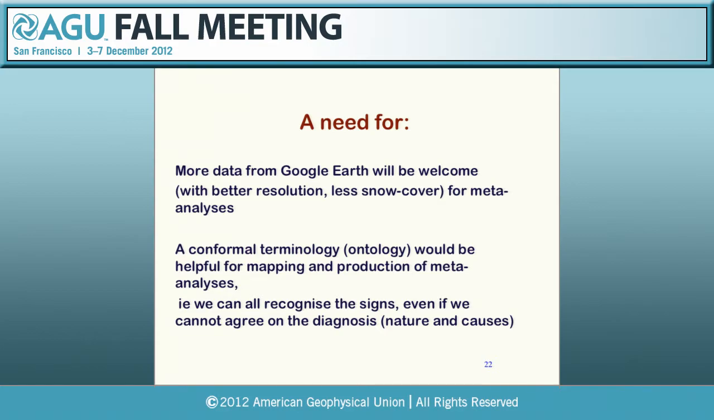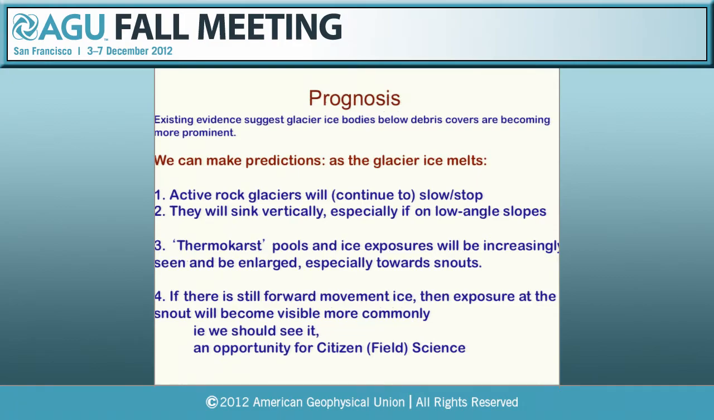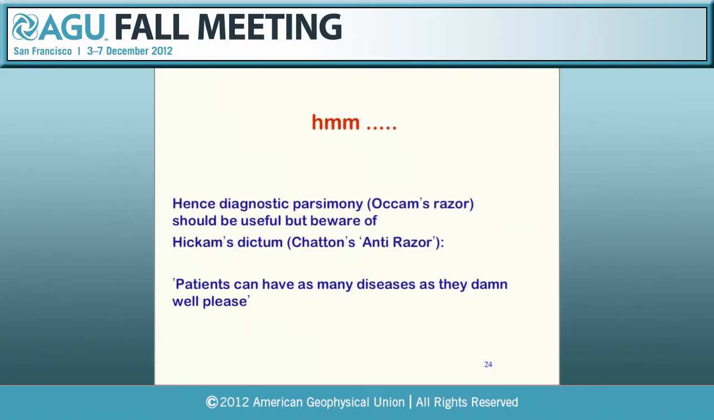So we can recognize all of these things, and what we're making a prediction is that active rock glaciers will continue to slow or stop, and they'll sink vertically. Thermokarst ponds and pools and ice exposures will become more evident, and if there's more forward ice, it should give us the opportunity for anybody looking at that, either out in the field, citizen field science if you like, or observations from Google Earth.